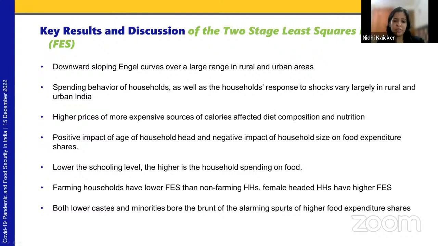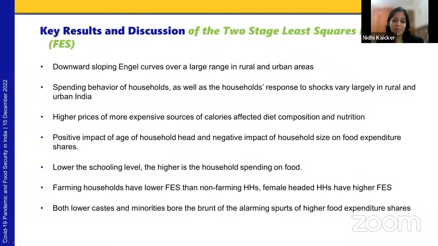Coming to education, we find that the lower the schooling level, the higher is the household spending on food. And if education adds to awareness of safe and healthy diets, which may also be cheaper, this could partly explain lower food expenditure, and there may be spillover effects through social networks.